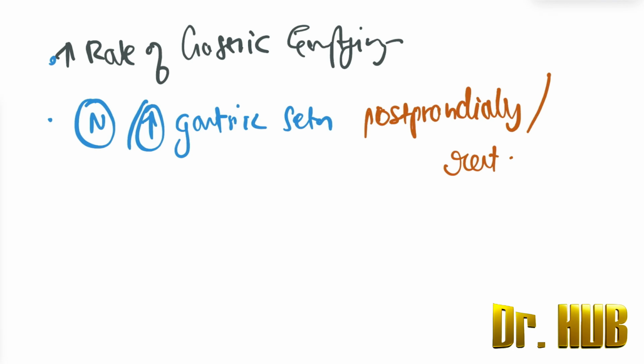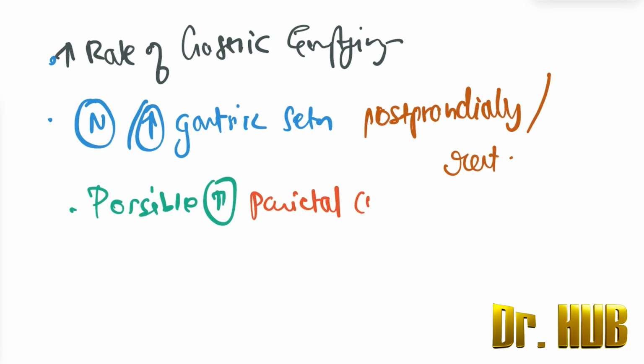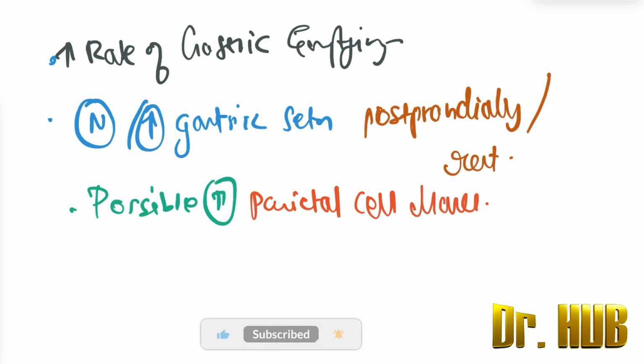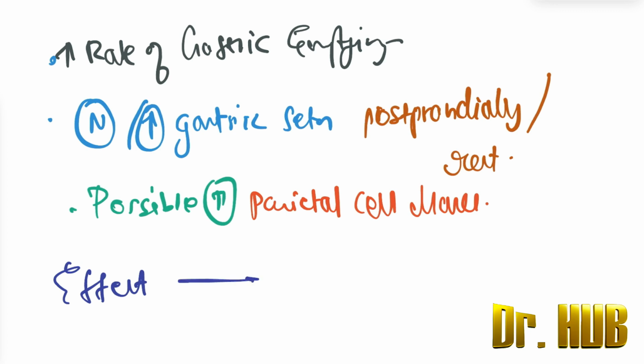Then there is a possible increase in the parietal cell masses. Then comes the effect of the H. pylori infection. In the video on the gastric ulcer we also discussed H. pylori.